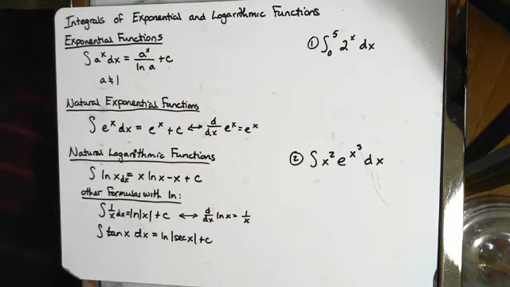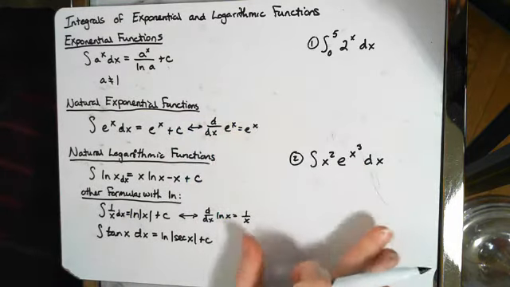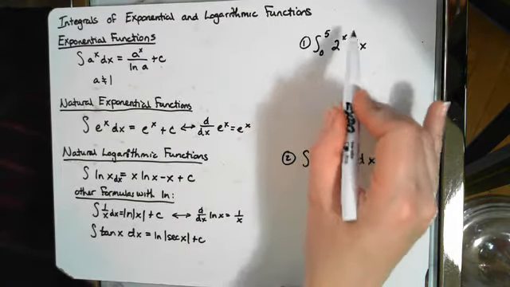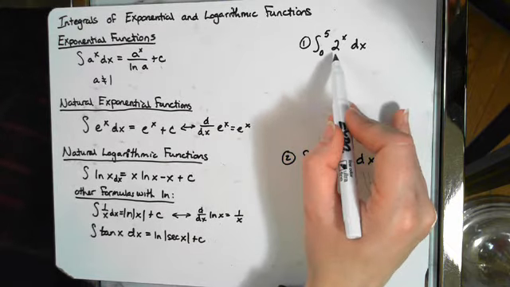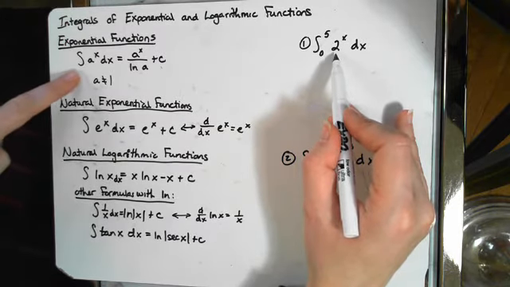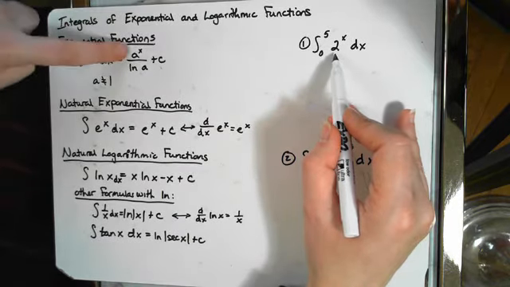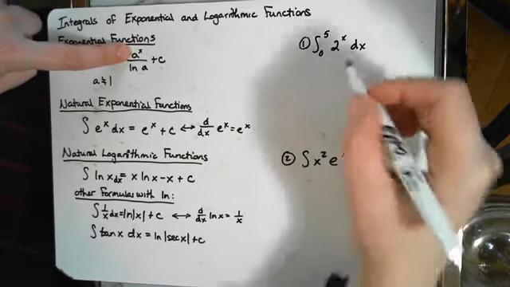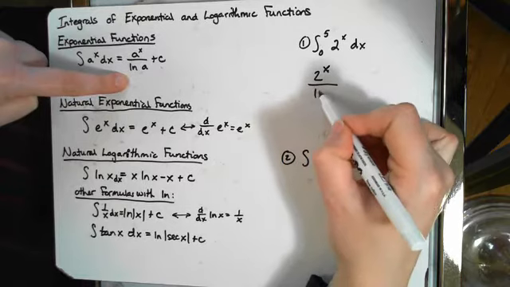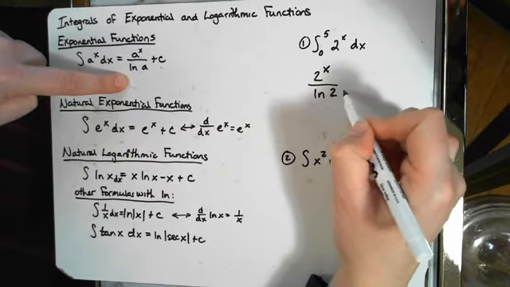Our first example is this. It says, find the integral from 0 to 5 of 2 to the x dx. So notice this is an exponential function. There's nothing special happening to it, so I don't need to use substitution or anything like that. All I need to do is apply my formula. So the formula says, copy the function to the top, so 2 to the x, and then divide by the natural log of the base.